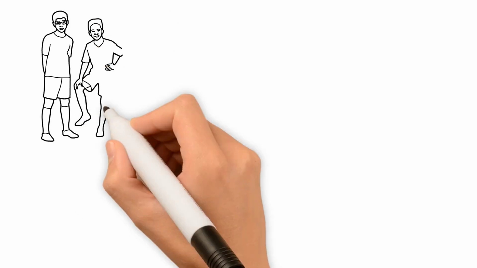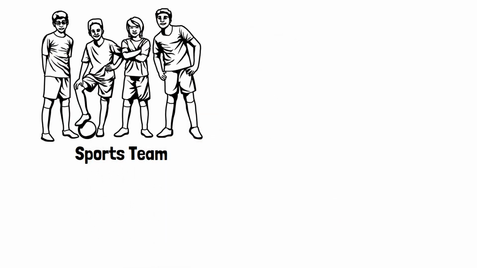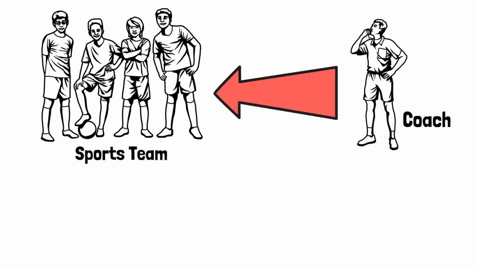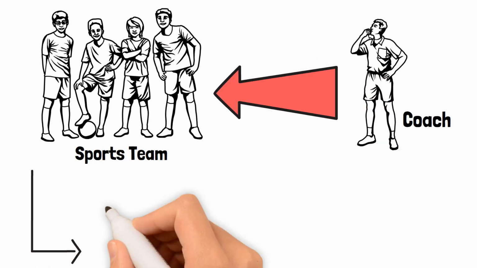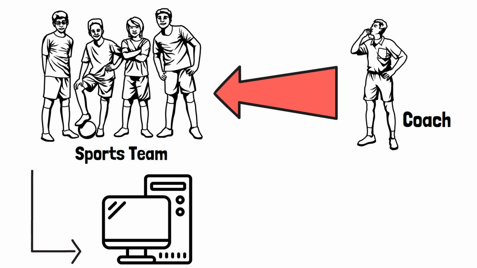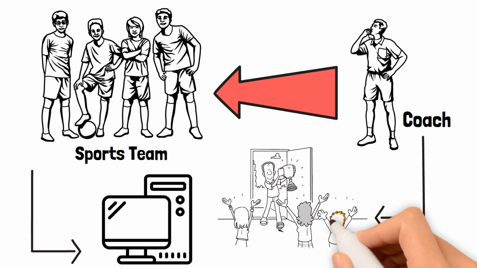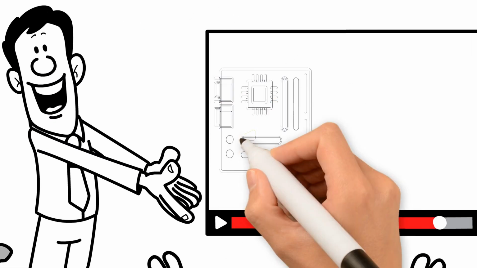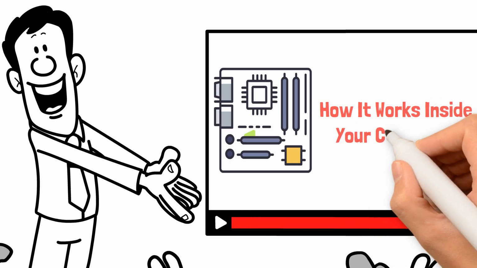Another way to think about it is like a sports team. The motherboard is like the coach that brings all the players together and helps them work as a team. Each player represents a different component of your computer, and the coach helps them communicate and work together to achieve their goals. So, there you have it. A detailed explanation of what a motherboard is and how it works inside your computer.